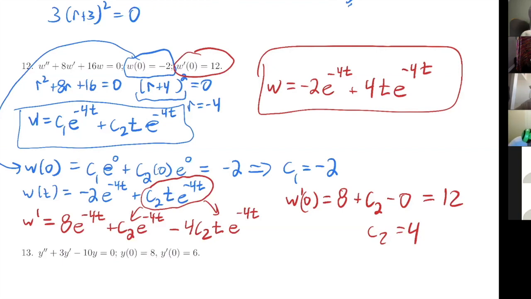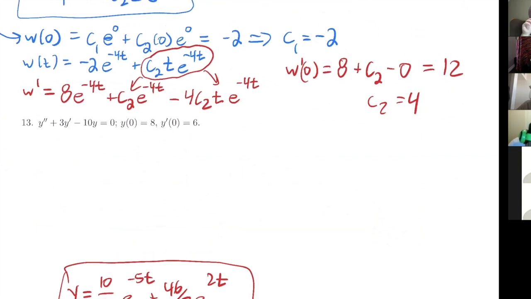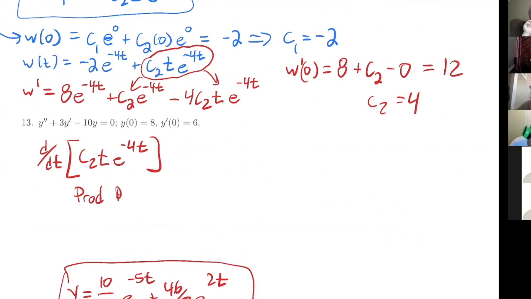Adam, I had a question about 12. Sure. For W prime in the red there, why did you split up C2t e to the negative 4t? So you've got a product for this one. When you're taking the derivative of this term, you need to use the product rule.